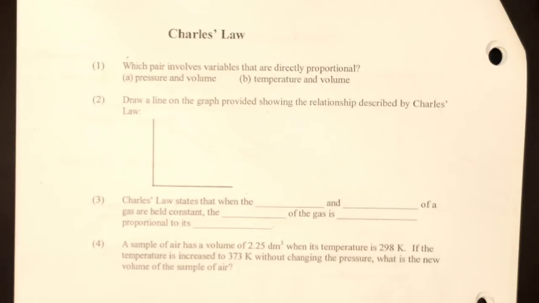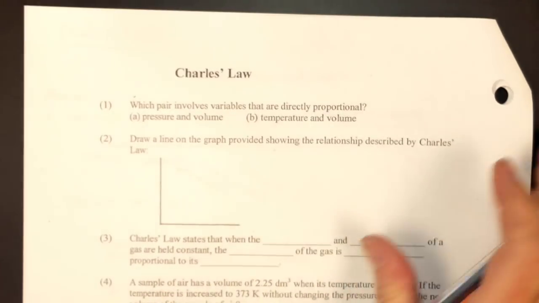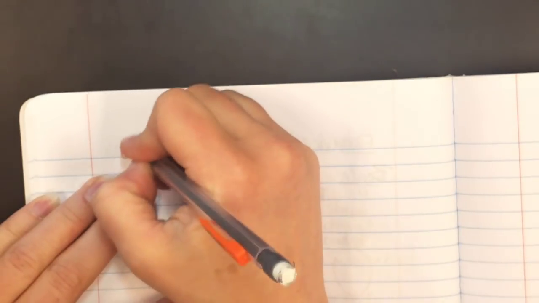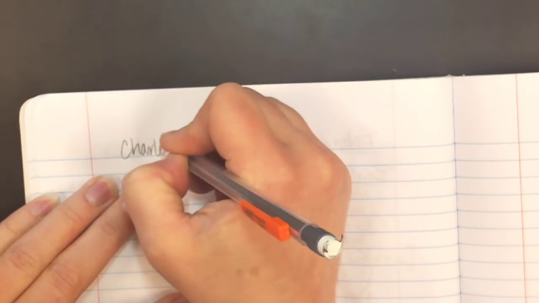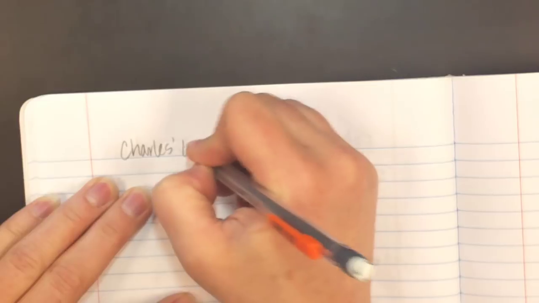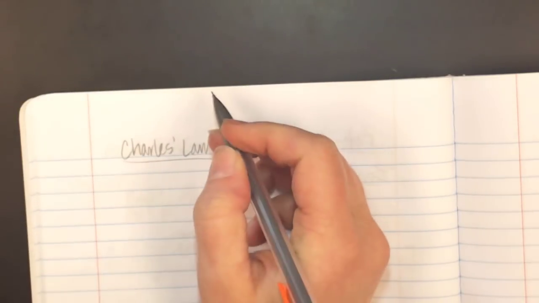Okay, so let's move on to Charles' Law. And I'm going to go back to my science notebook. So in my science notebook, I'm on my next page, and I'm writing down Charles' Law. Charles's Law, with a possessive apostrophe.